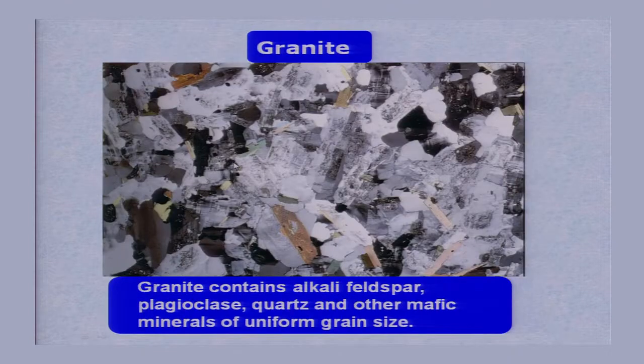Simple granite, which is commonly present, contains alkali feldspar, plagioclase, quartz and other mafic minerals of uniform grain size. The grain size, remember, is more or less uniform. Here this is quartz, and a certain amount of mafic minerals is also present here, and this is feldspar present here.